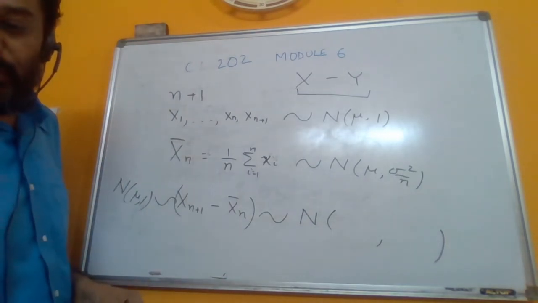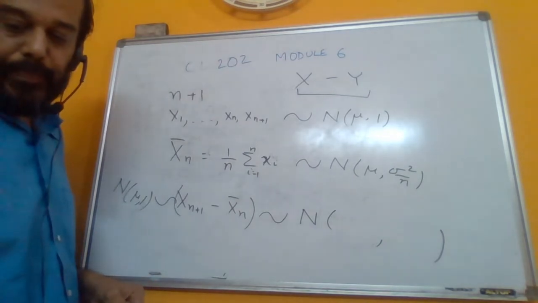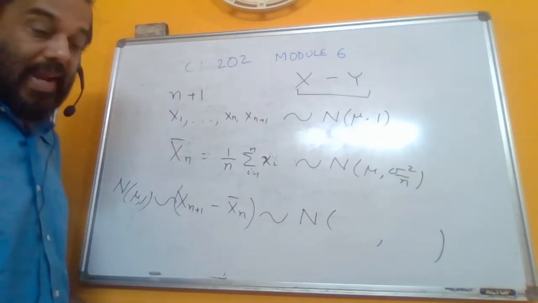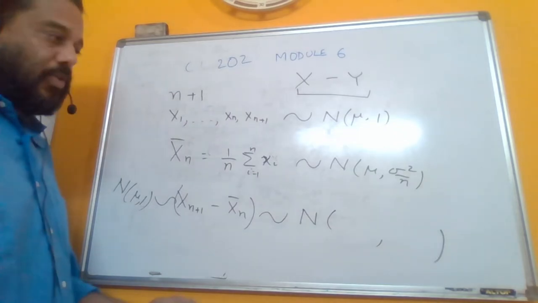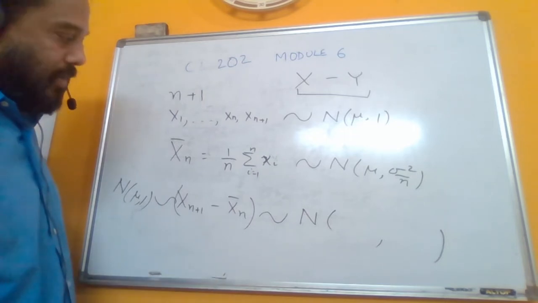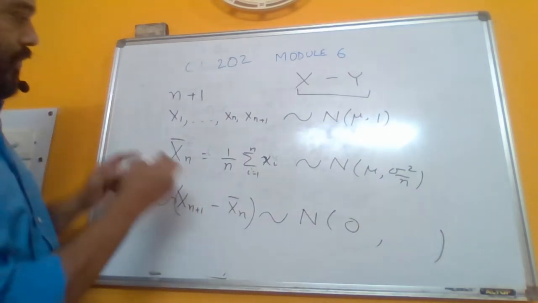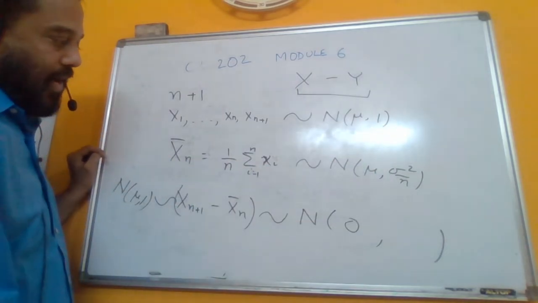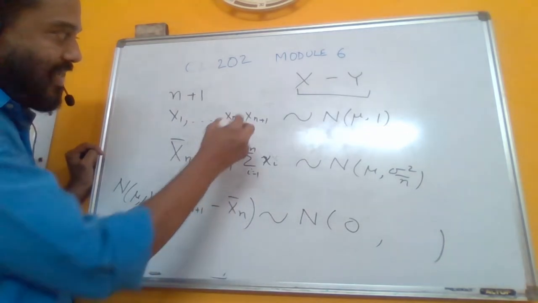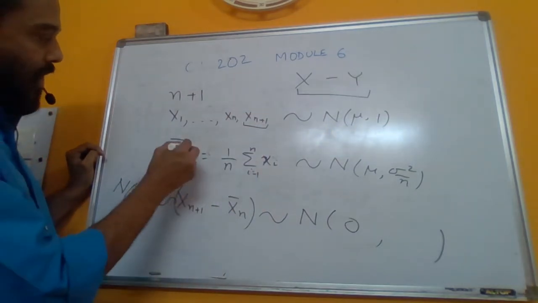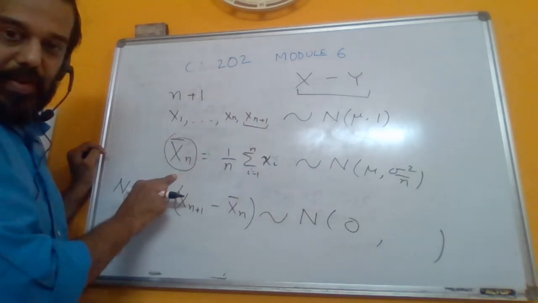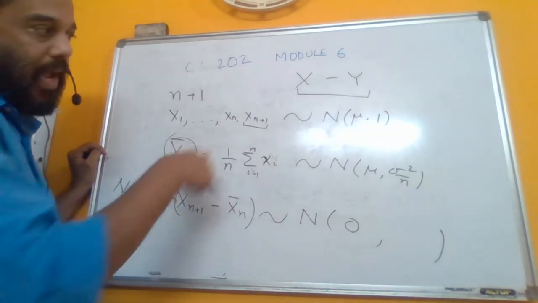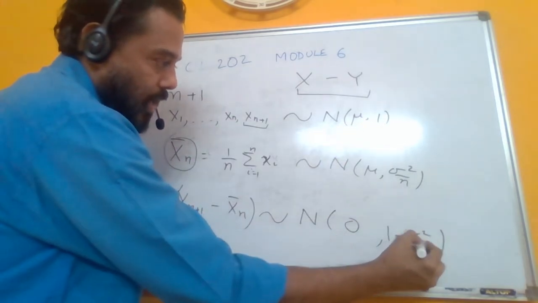So the first question is, what is the distribution of xn plus 1 minus x bar n? We have solved this problem in the first part of this course, where we showed that any linear transformation of normal random variables is also a normal random variable. You should be able to calculate the mean because you're subtracting: the expectation of this minus the expectation of this, so it becomes mu minus mu, which is zero. And what will happen to the variance? Since x bar n is independent of xn plus 1, because xn plus 1 does not depend on the value of x bar n, and x bar n does not depend on xn plus 1, these two are independent. And so the variances will add up, and the variance will be 1 plus sigma square by n.